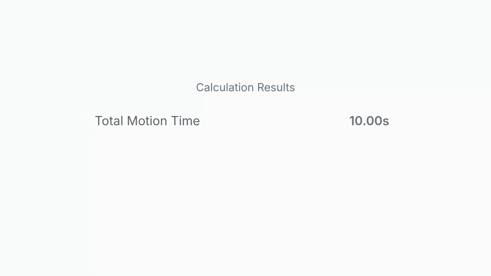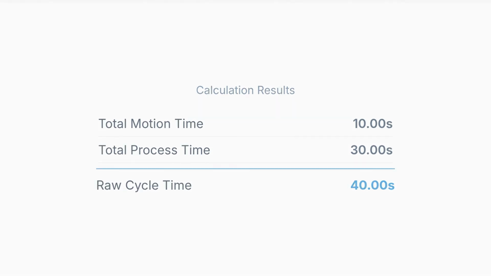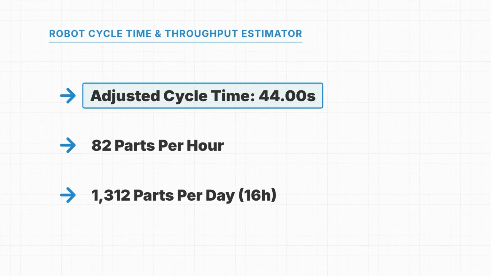Total motion time is 10.0 seconds. Total process time is 30 seconds. Raw cycle time is 40 seconds. The adjusted cycle time, which includes our safety factor, is 44.0 seconds.